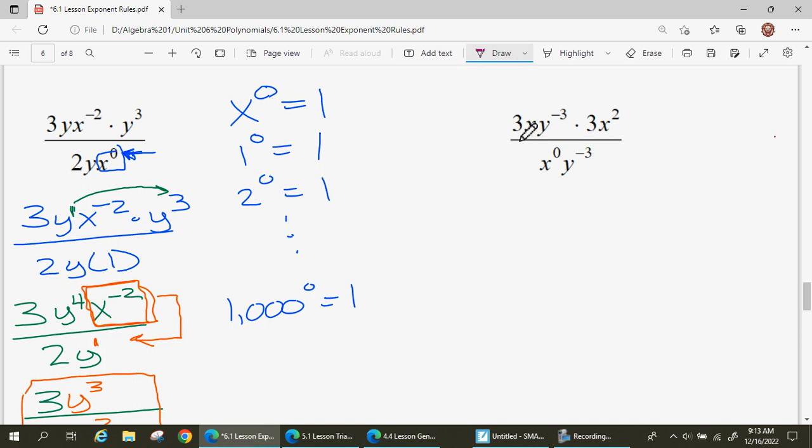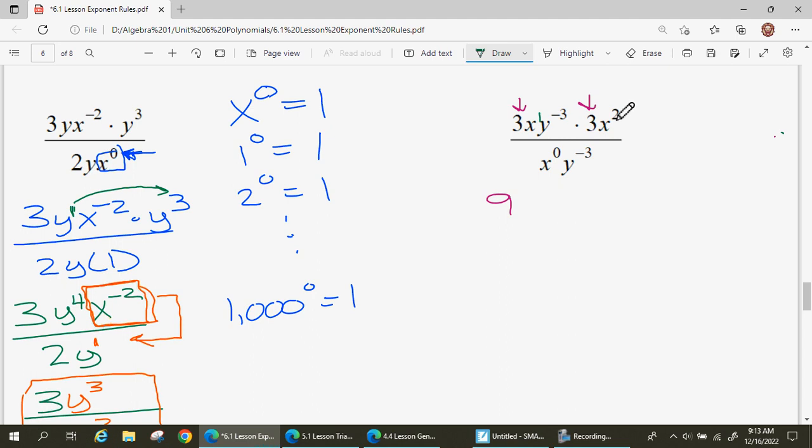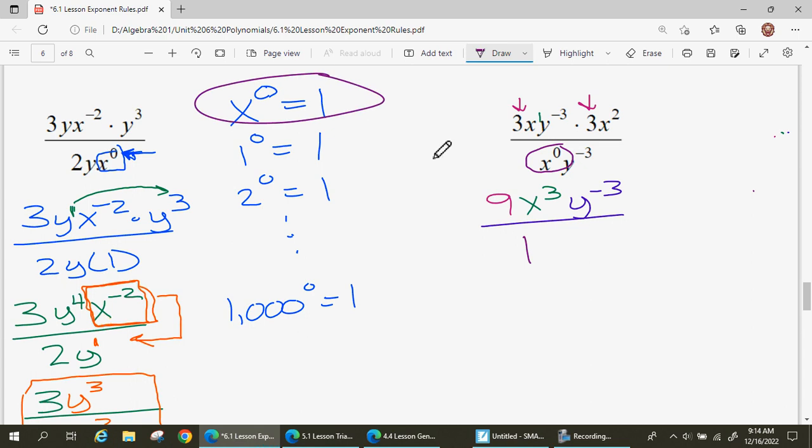Let me do another one. I'm going to do the top first. I can do 3 times 3 and get 9. I can do x to the first times x squared. I will add those exponents, 1 plus 2, and get x to the third. And then y to the negative 3 is all by itself, so we'll leave it alone. On the bottom, this x to the 0, that power becomes 1, because anything to the 0 power is 1. And then y to the negative 3, well, that's just going to stay the same.